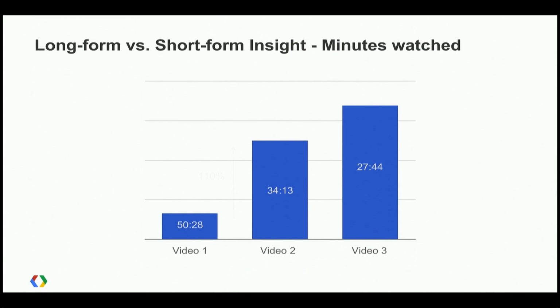So this video is 50 minutes, and what happened was when we cut it in half, the minutes watched went up 110%. So people liked shorter videos, and then it actually went up another 25% when we cut more time off of it. So shorter's better. So we're still trying to figure out the optimum time. For us, we want to get the message across. Maybe we go down a little bit more, but this is interesting, right?